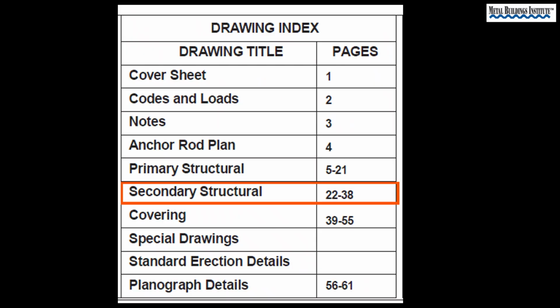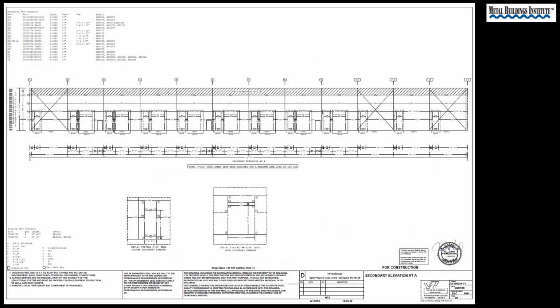We will find the information we need for the framed openings on the secondary drawings, so we can use the drawing index to know that we can skip ahead to sheet 22. The secondary elevation drawing has plenty of framed openings on it. Let's see if we can get it oriented so we see which direction we're laying out from.